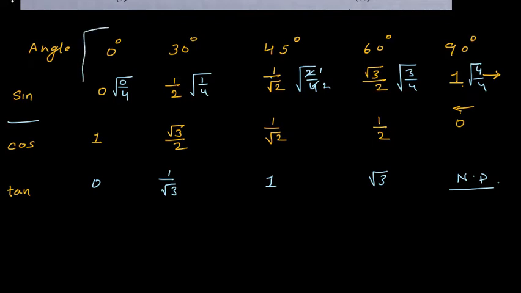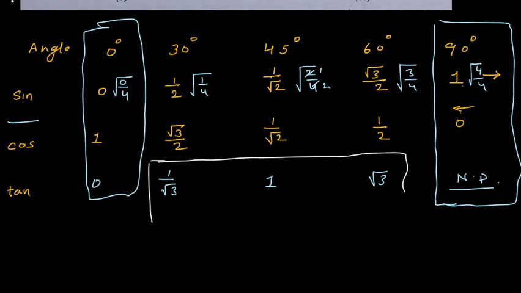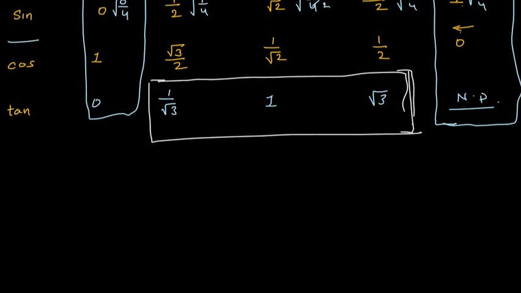Now this is 0 column and this 90 column. In this chapter we are almost not going to use it. These three values we will use, and in that also this tan part is very important. So this 1 upon root 3, 1 and root 3, these three values you must remember. Without making any table, you should know that tan of 30 degree is 1 upon root 3, tan of 45 degree is 1, and tan of 60 degree is root 3. Okay, so now let us start with the problem.